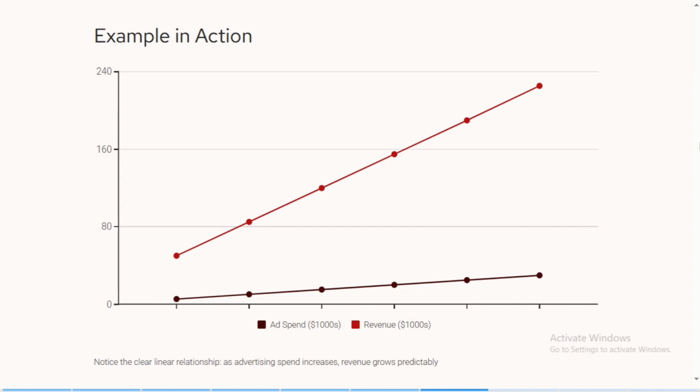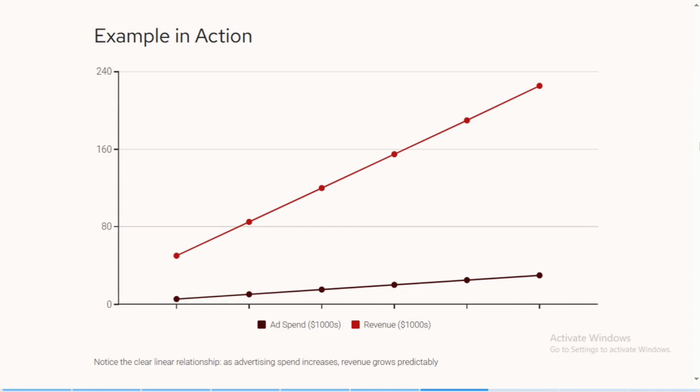Now here is the magic. Once this line is drawn, we can use it to predict values we have never seen before. For example, if a student studies for 7 hours, we simply go to 7 on the x-axis, move up till we touch the line, and then read the predicted value on the y-axis. That predicted value is the output given by our linear regression model.